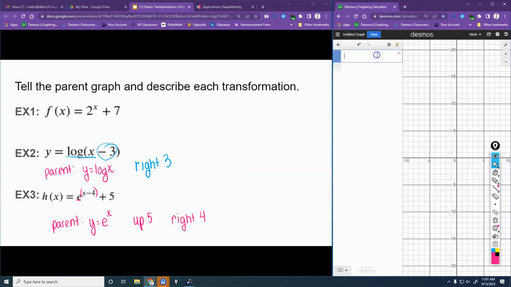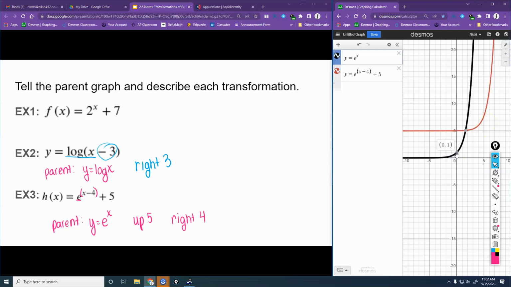So if I graph y equals e to the x, and I graph y equals e to the x minus 4 plus 5, it's a little hard to tell exactly. You can tell that this went up and to the right because that graph is certainly up. For up and down, think about where that horizontal asymptote moved. It moved up 5. You can see that how far it goes right is a little bit tough.